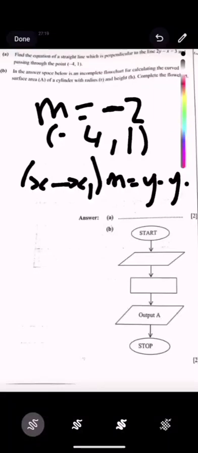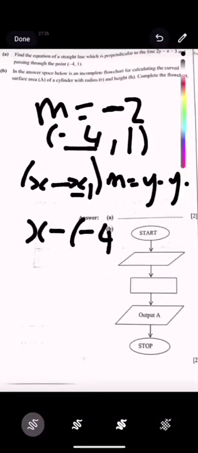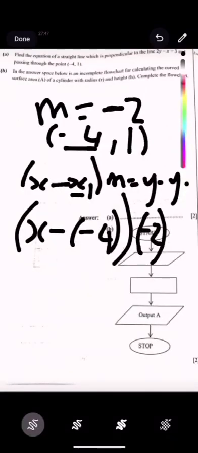So I've been given a point which is negative 4, 1. So x minus x1 is negative 4, so put it in brackets. Don't make the mistake of forgetting to put it in brackets. Negative numbers, be careful with them. Whenever you want to substitute a letter for a number, put it in brackets. You can make mistakes if you don't. So m is negative 2, so this negative 2 also put it in brackets. It can give you problems. So y minus y1, it's 1.